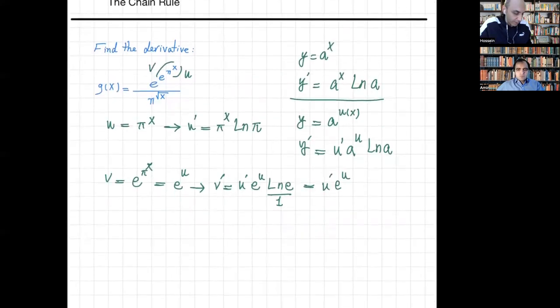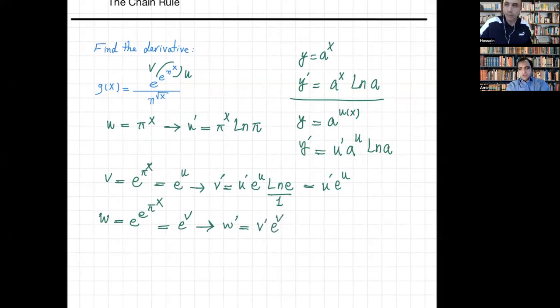And then eventually the whole thing on the numerator is w, which is a function of x again. So e to the pi to the x is equal to w, and then I can rewrite it as e to the v. And exactly, the derivative is the same as what I did on the line above. So w prime is equal to v prime e to the v.